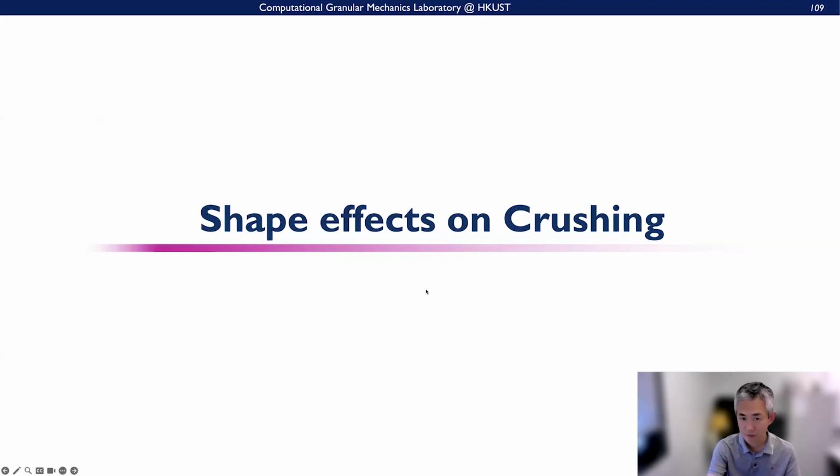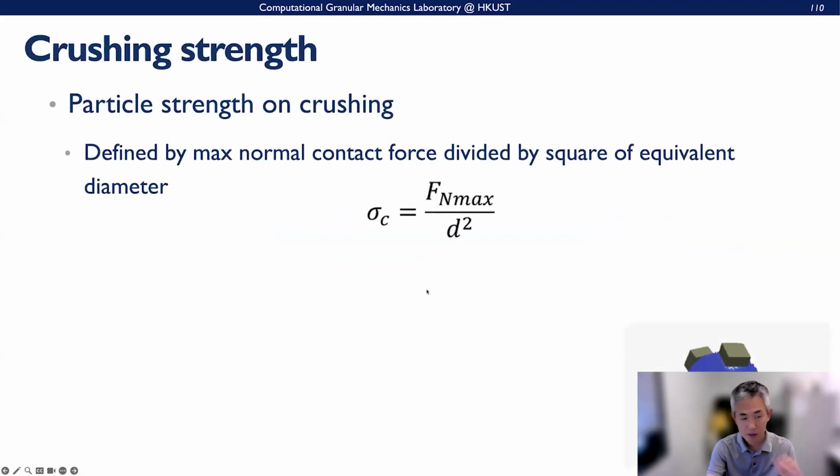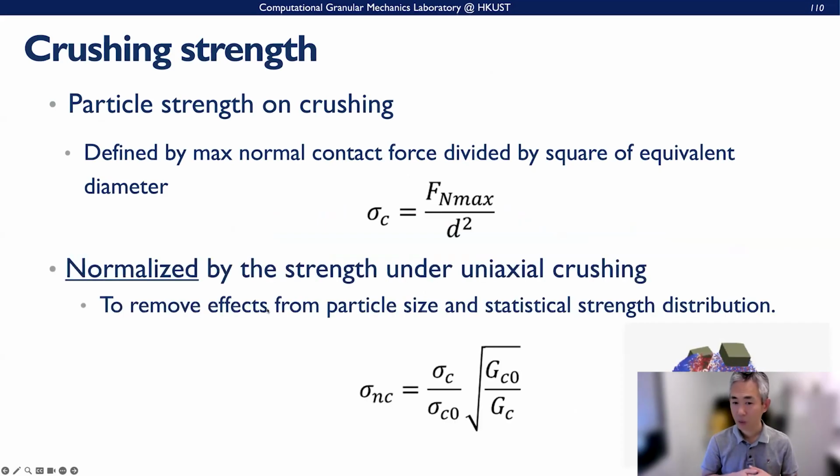Okay, one first looks at the effect of shape on crushing here. So the crushing strength of the particle will change with shape here, right? And with size here, defined with the maximum strength defined by the maximum contact force. The strength is defined by the maximum contact force divided by the square of the equivalent diameter we define here. Okay. And we do a further normalization, normalized by the strength under uniaxial compression. Okay, and in this way, it helps us remove the effect of the particle size and statistical strength distribution.